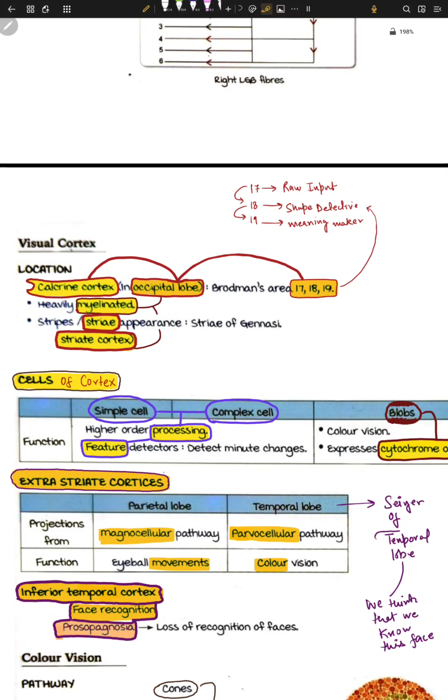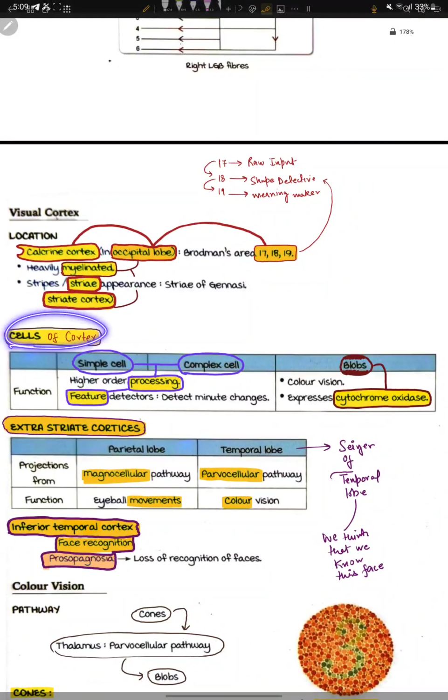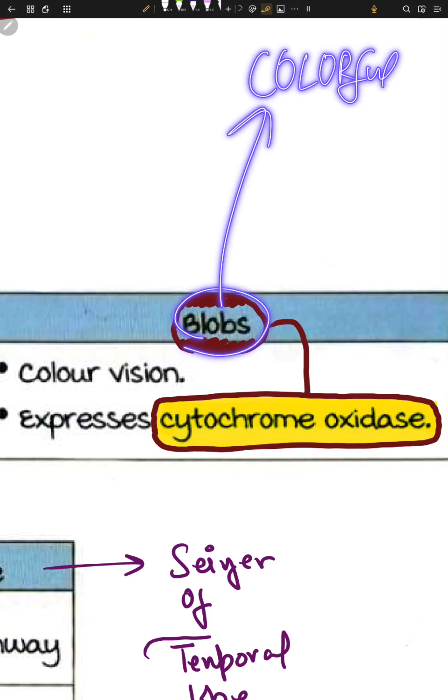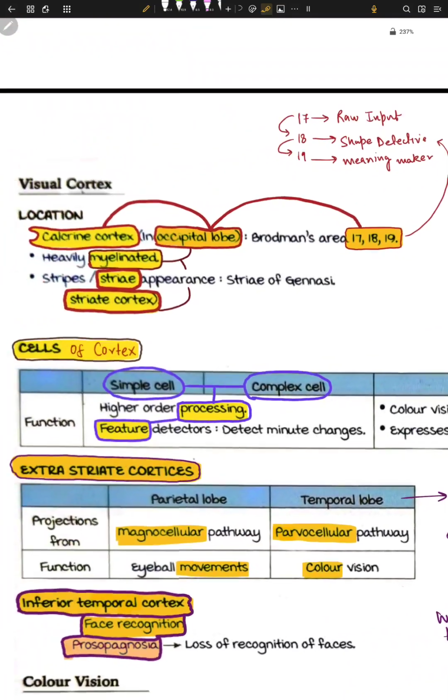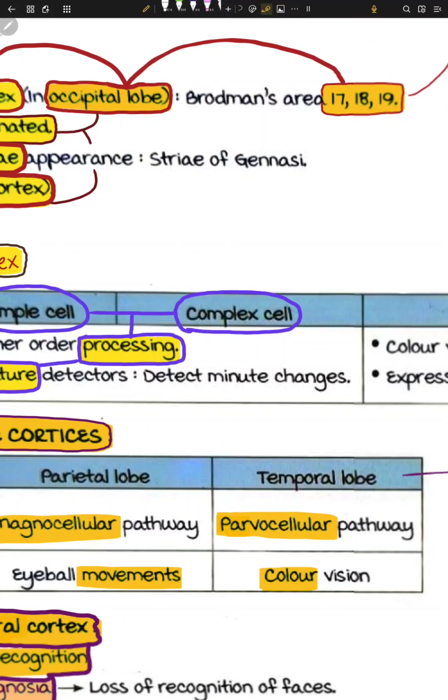Okay, what about cells of the cortex? Well, we have three types of cells of the cortex. First are simple cells, complex cells, and the blobs. I will tell you, blobs make your life colorful. Remember this. And simple and complex cells are used for higher order processing and for feature detection. Okay, they detect minor changes.